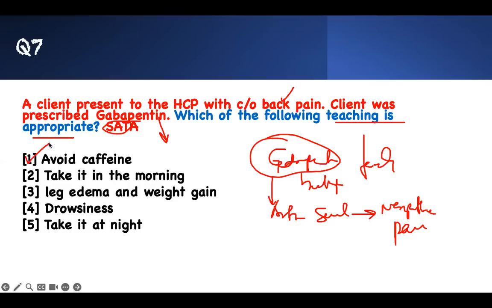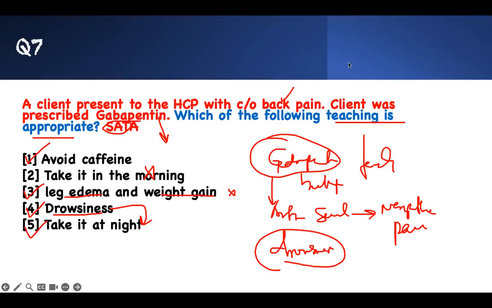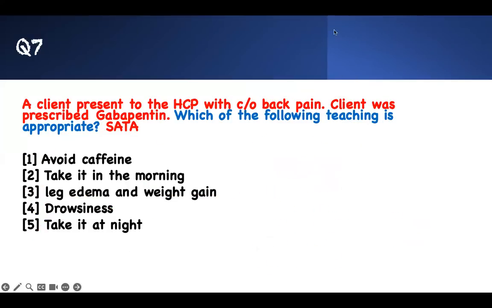They should avoid caffeine. It makes you very drowsy. So usually you should avoid it in older patients. Because of the drowsiness, you should not take it in the morning. Okay? Leg edema, yeah, it makes you hold on to water and weight gain. This is one of the complaints they talk about. Drowsiness, yes. Because of drowsiness, you should take it at night. So these are the teaching you provide the patient. Gabapentin, right.